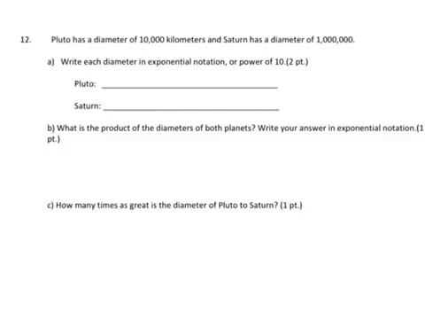Question 12. Pluto has a diameter of 10,000 kilometers and Saturn has a diameter of 1,000,000. Write the diameter in exponential notation, or a power of 10 for each. So that means we take 10 and we have to figure out the exponent. The easiest way to do that is count the number of zeros. So for Pluto, it's 10, and it has 1, 2, 3, 4 zeros, so it's 10 to the fourth power.